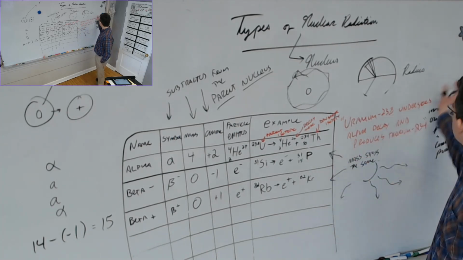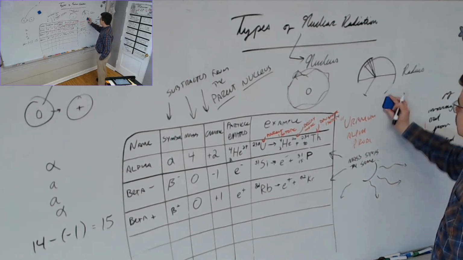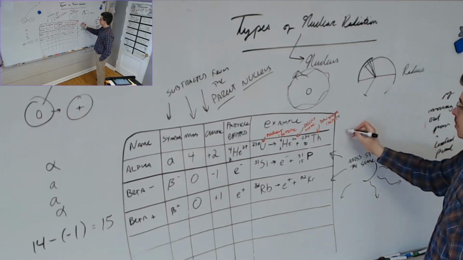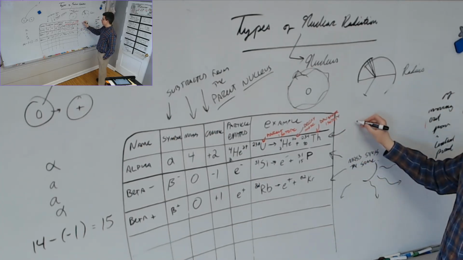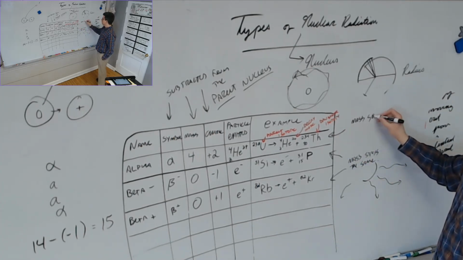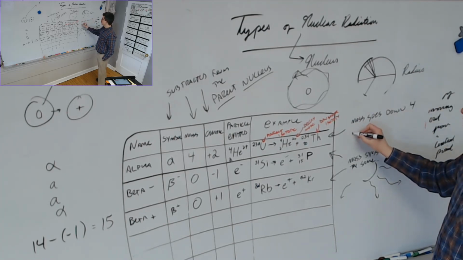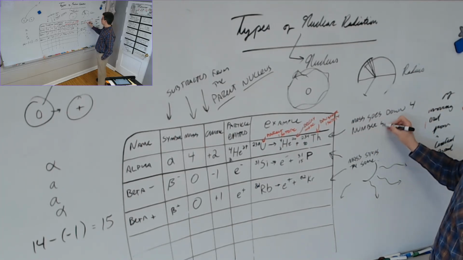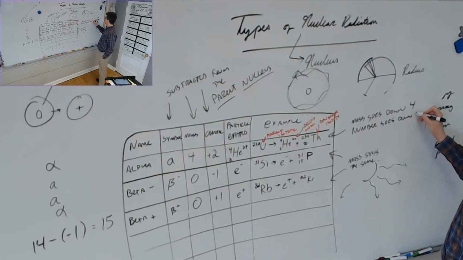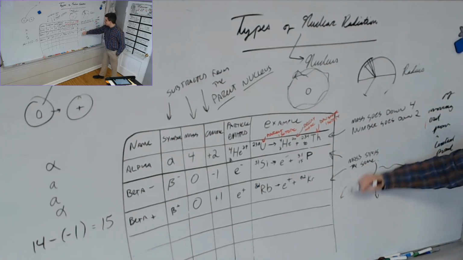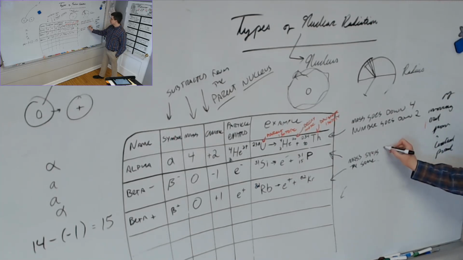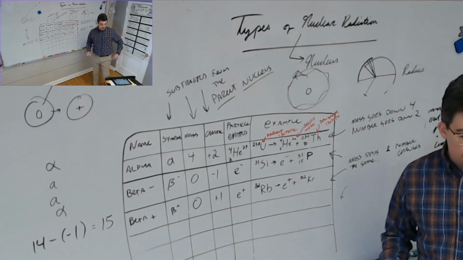Remind me, how did the mass and the atomic number change in alpha decay? Mass goes down 4. Number goes down 2. And then in both of these, the mass stays the same, and the number changes. Okay, the next one.